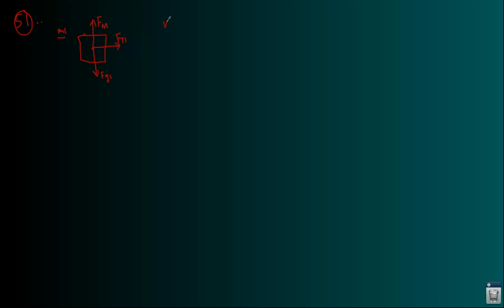And now M2, another block, gravity pulling down, FG2, normal pushing up, FN2, a rope pulling this way, FT2, and a rope pulling this way, FT1. If you remember, if we have an ideal rope, the tension in the entire rope is the same. So if the tension pulling here is FT1, this one pulling back with the same rope has to be the same strength, same tension.